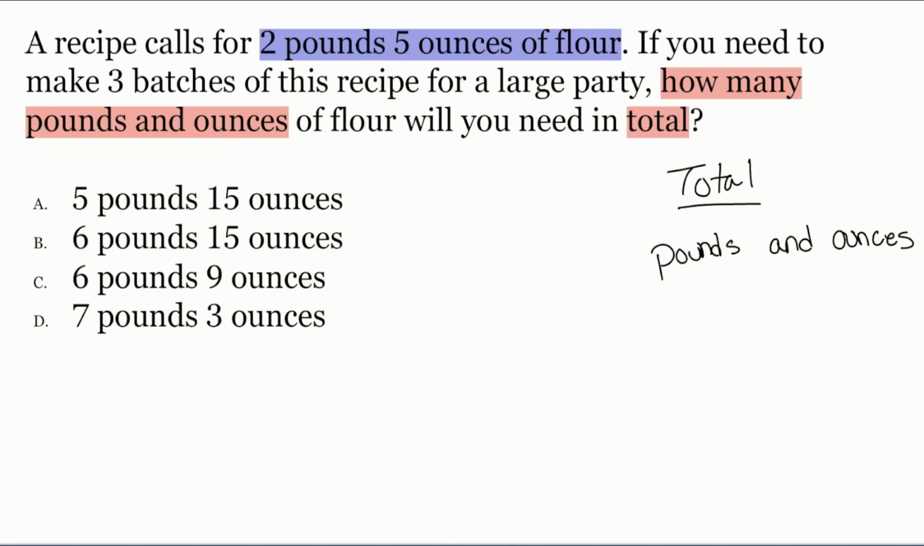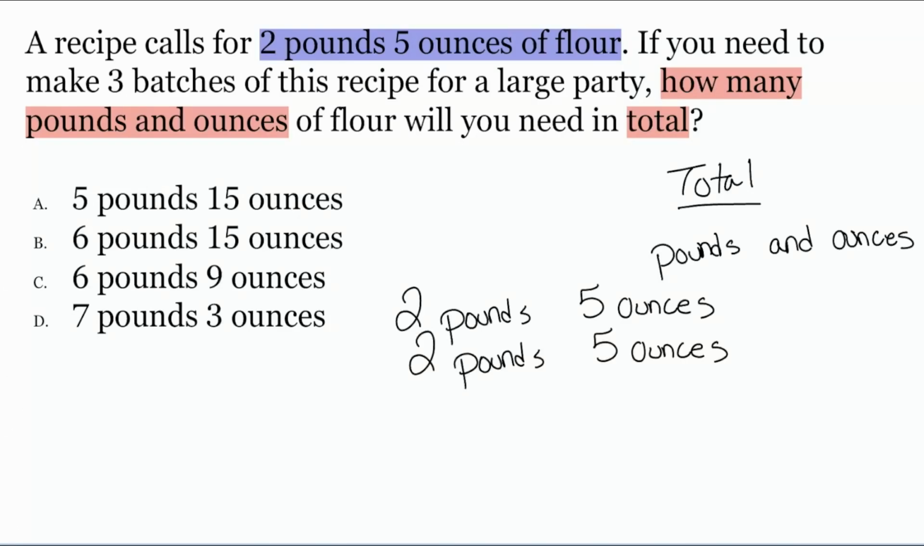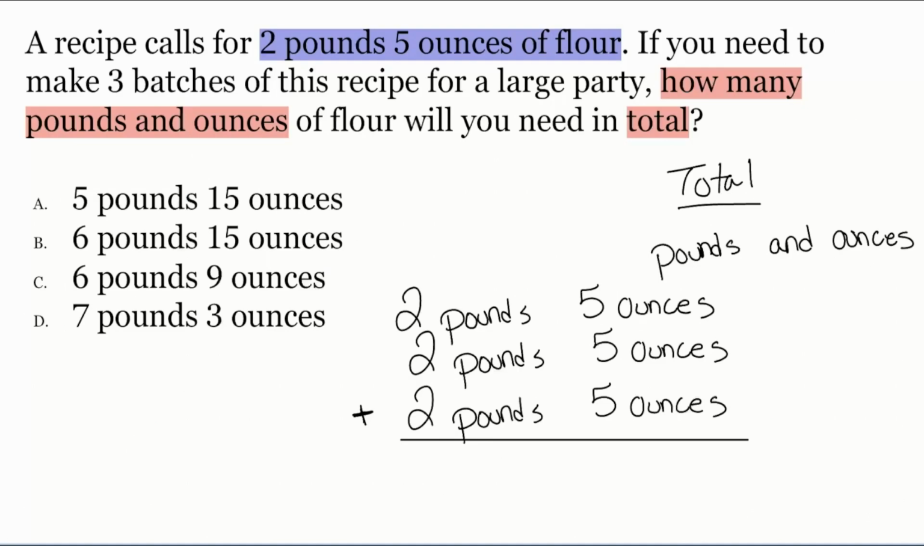Everybody, if we have 2 pounds, 5 ounces, how many batches are we trying to make? Yeah, we're trying to make 3 here. So pretty much what's going on here is we have this 3 times over. That is 3 batches. And when we add all of this up together, look at how friendly this problem actually is. So everybody, what's 2 plus 2 plus 2? What's that going to be? Yeah, that's going to be 6 pounds. Let's write that down right there. And then 5 plus 5 plus 5, what's that going to be? Yeah, that'll be 15 ounces.